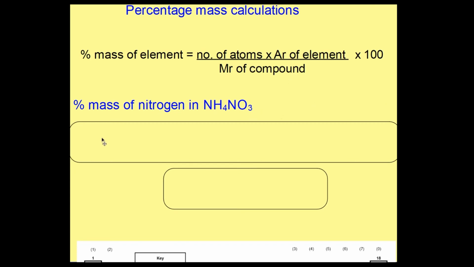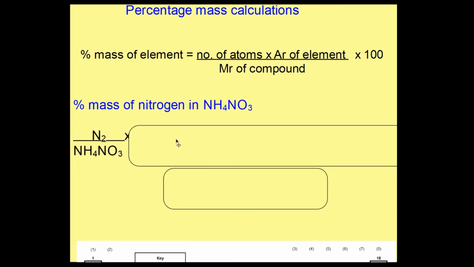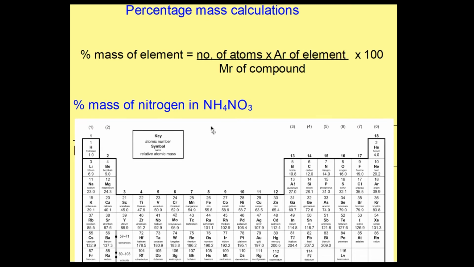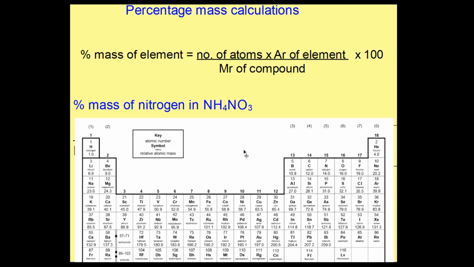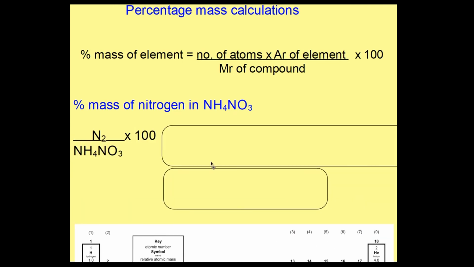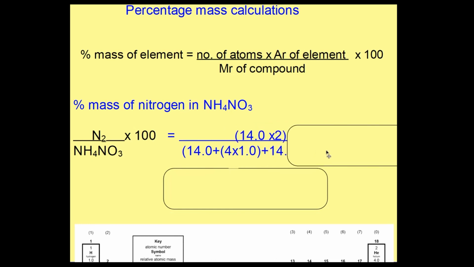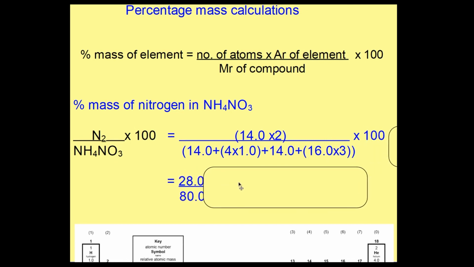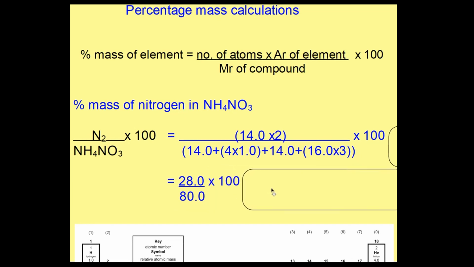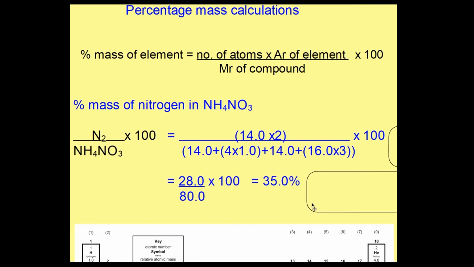So again, as I said before, write it out like this. So we've got 2 nitrogen atoms over NH4NO3, then times by 100. Use the periodic table. So nitrogen's there, 14, hydrogen's there, 1, oxygen's there, 16. Find the answers, stick those in. So 14 times by 2, and then work out the MR of the compound at the bottom as well, and times that by 100. Put the numbers in, you get that, and then hopefully you've come out with the same answer as me of 35.0% to 3 significant figures.